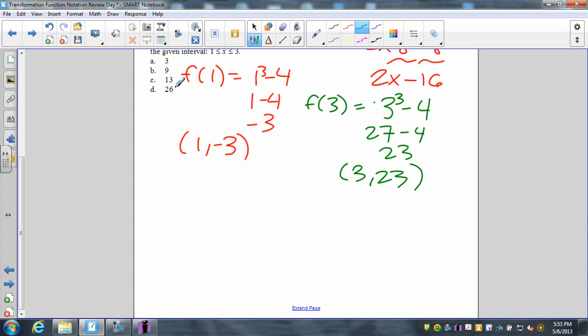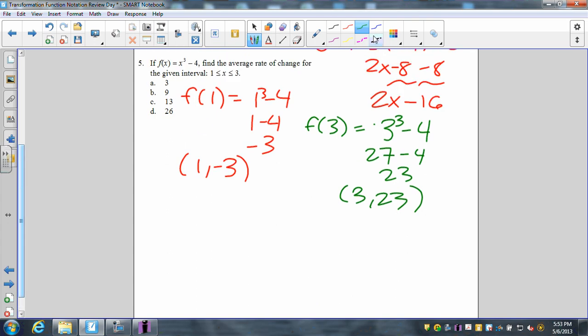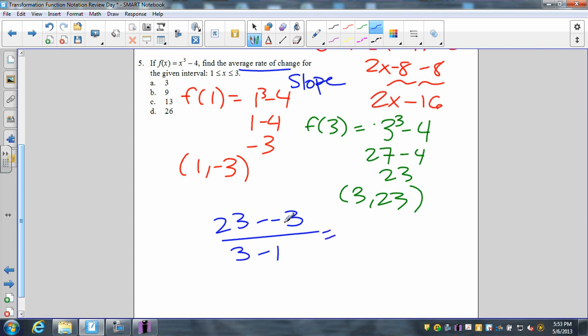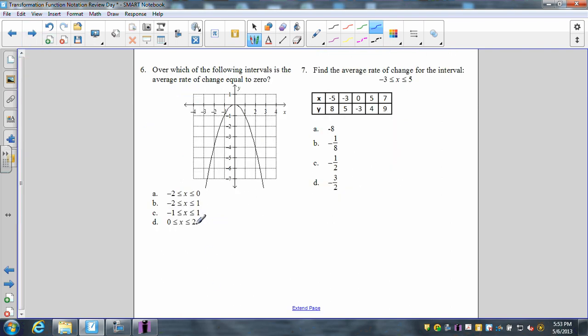Now, to find the average rate of change. Average rate of change is just a fancy word for what? Slope. So we're trying to find the slope between these two points. It's y2 minus y1 over x2 minus x1. Well, what's 23 minus a negative 3? That's like 23 plus 3, which is 26, over, what's 3 minus 1? 2. What's 26 divided by 2? 13. The answer to number 5 is C, 13.